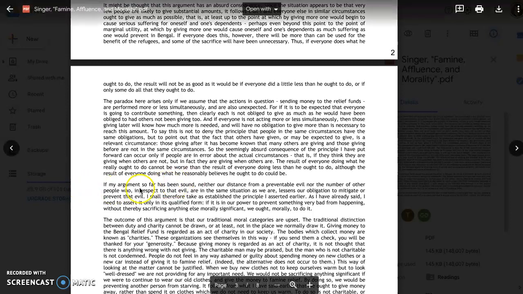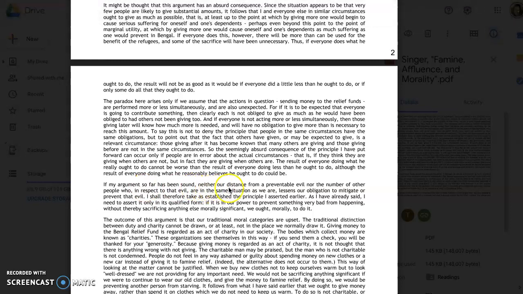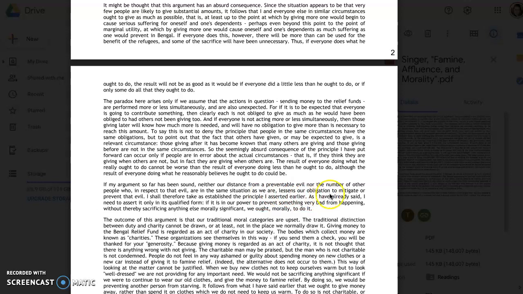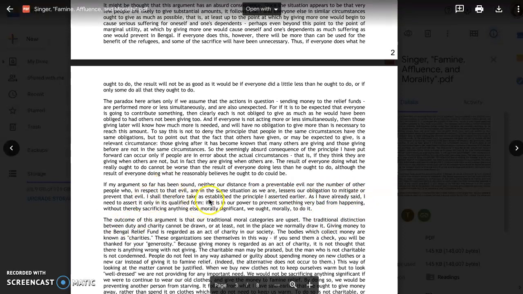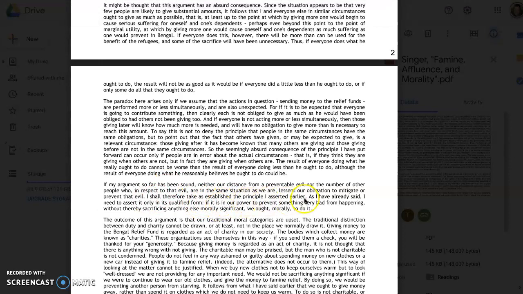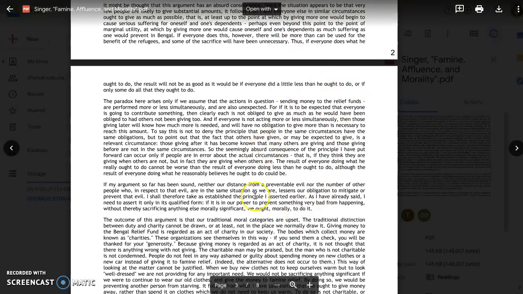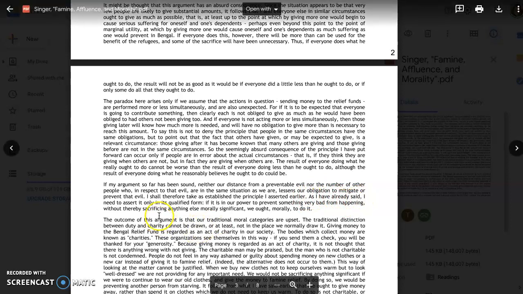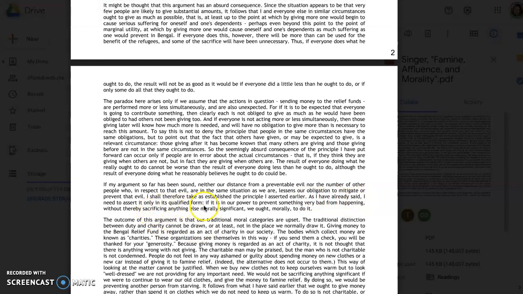"If my argument so far has been sound, neither our distance from a preventable evil nor the number of other people who, in respect to that evil, are in the same situation as we are, lessens our obligation to mitigate or prevent that evil. I shall therefore take as established the principle I asserted earlier." Okay, so it looks like all of this was about establishing that principle. "As I have already said, I need to assert it only in its qualified form." So restatement of the principle.